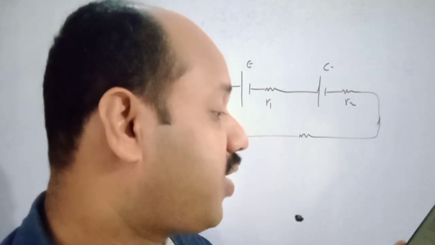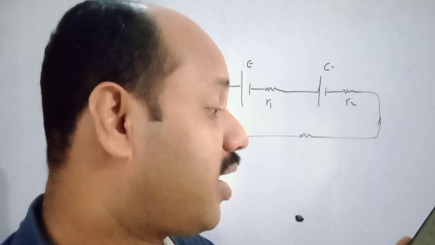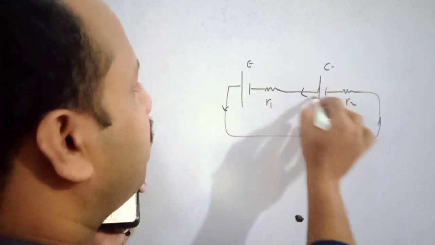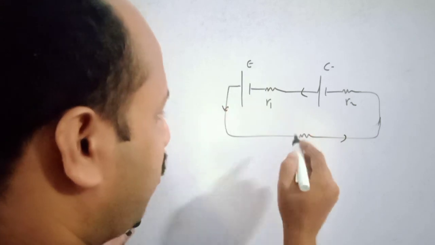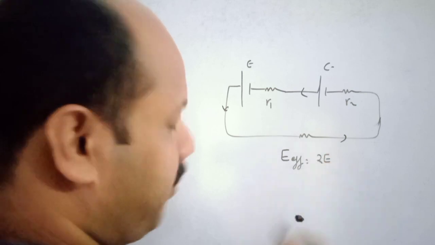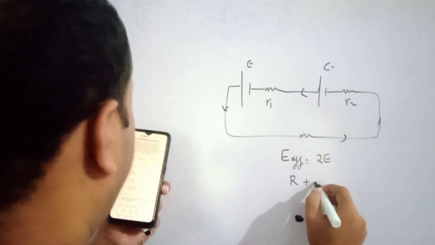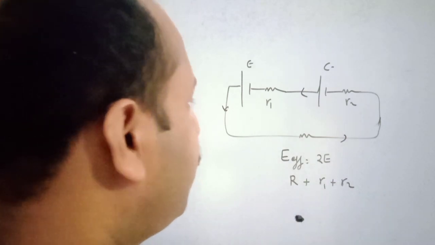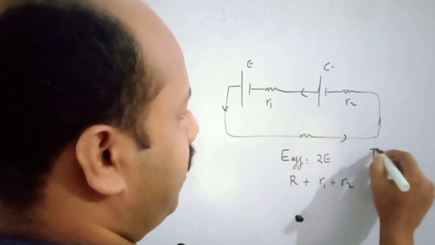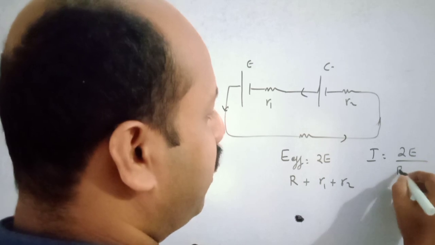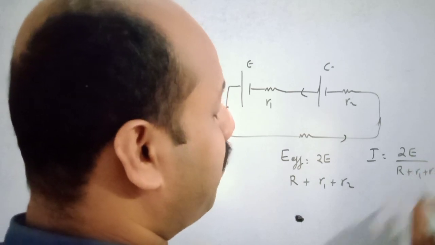The question: if the potential difference across the source having internal resistance R2 is 0, then look, the current will be like this, both will be discharging. First of all, everything is in series, therefore the effective EMF is 2E. The effective internal resistance is R plus R1 plus R2, right? Then the current is equal to the effective EMF, 2E divided by R1 plus R plus R2, right?